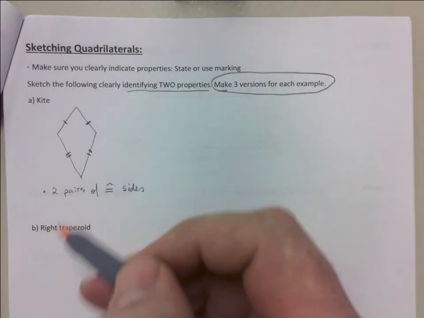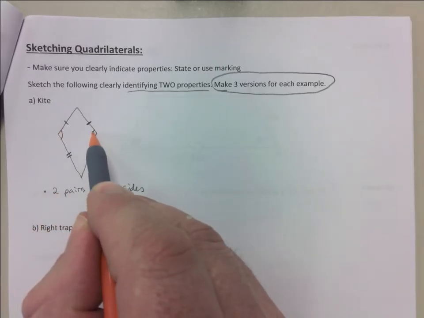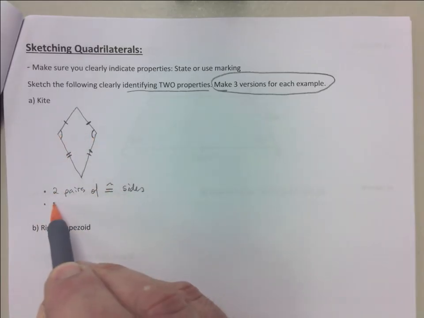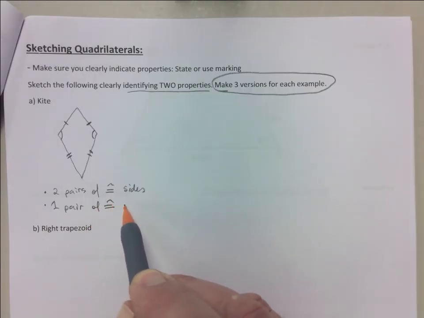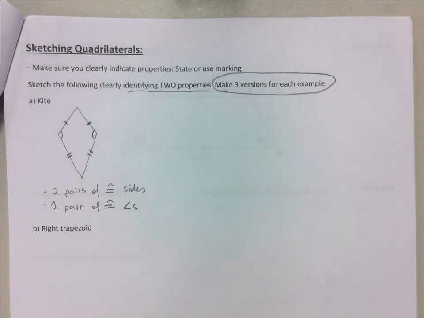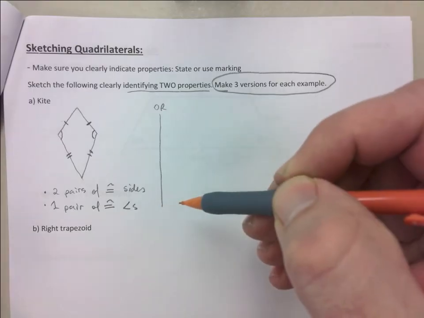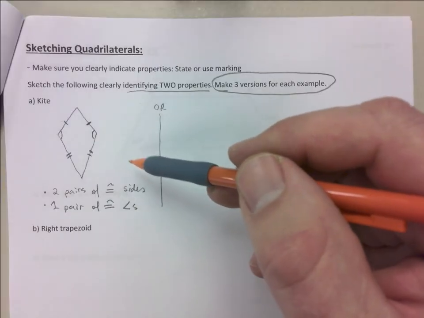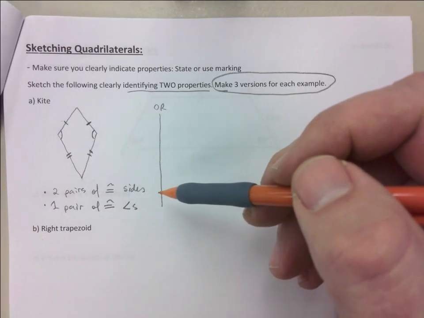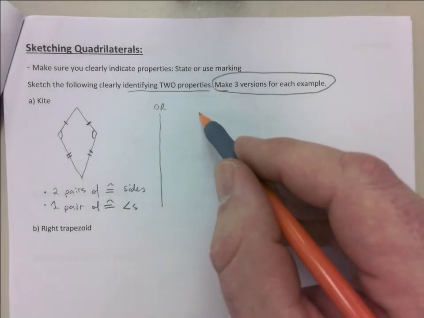What else can we talk about? Well, if you recall, this angle measures the same as that angle. Okay? So you can say 1 pair of equal angles. Write it out if you don't know. Okay? Or let's imagine your neighbor sketched this. Your neighbor would get 2 out of 2, right? This would get 2 out of 2 because you've identified 2 properties. Let's do another one.